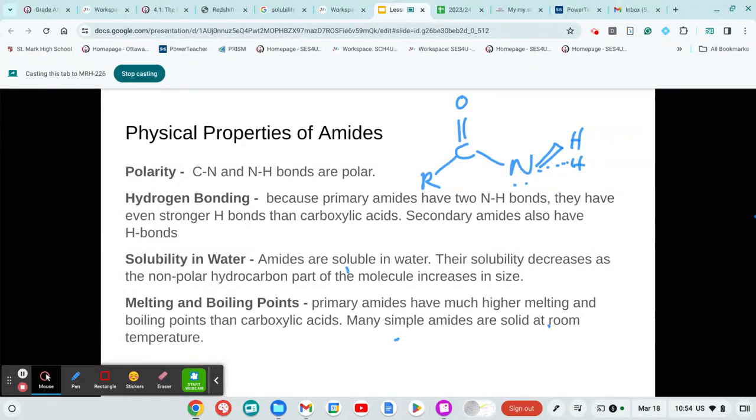And all of this, again, is going to determine their solubility. They're soluble in water because they're polar, and as the non-polar portion increases, they become less soluble. The primary ones have higher melting points and boiling points than carboxylic acids, but the tertiary ones would be lower.